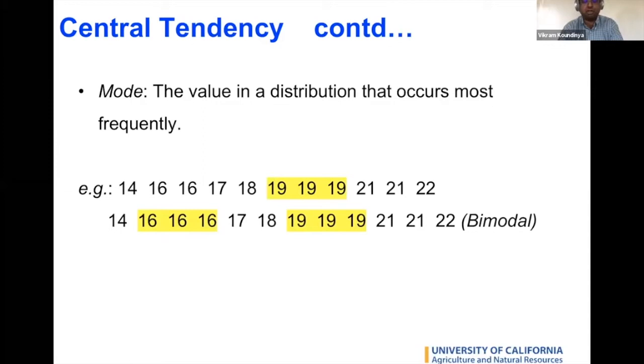This is the value that occurs most frequently or commonly in a set of scores. In the first example, we can see that 19 is the mode, that is the frequently occurring number. And in the second distribution, there are 2 numbers that are frequently occurring. So that is a bimodal distribution, and we can have trimodal or multimodal distributions also.